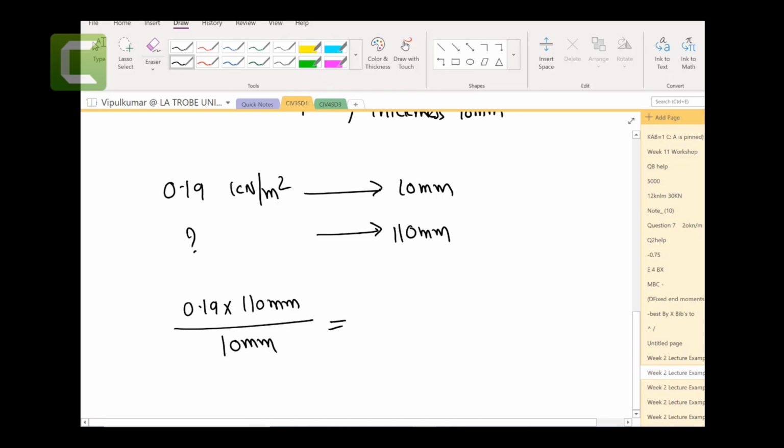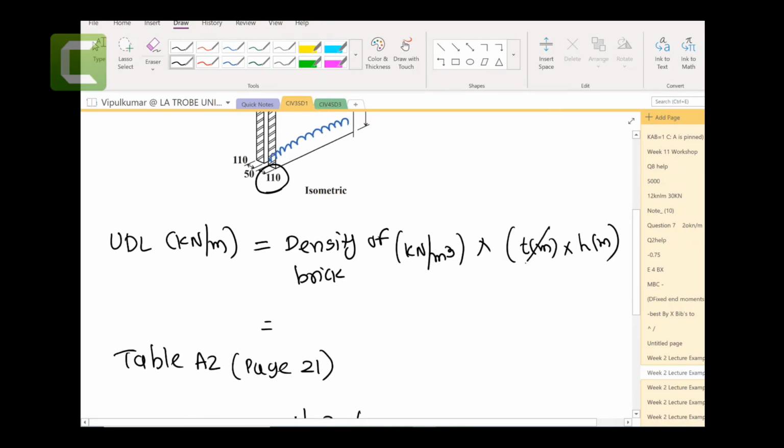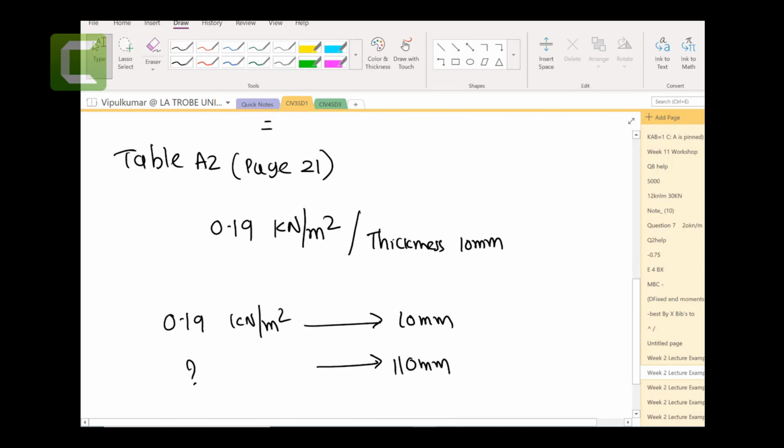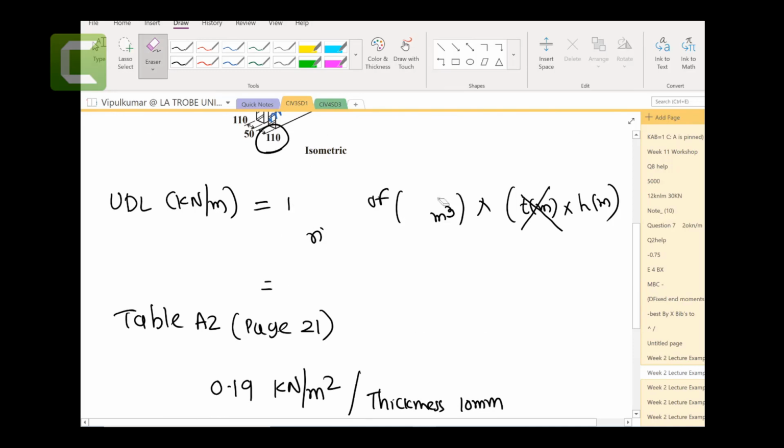So it is 2.09 kilonewtons per meter square. Right. So now you have already taken into account thickness, because we no longer need to worry about thickness now, because the thickness we already did. And this one is pressure.